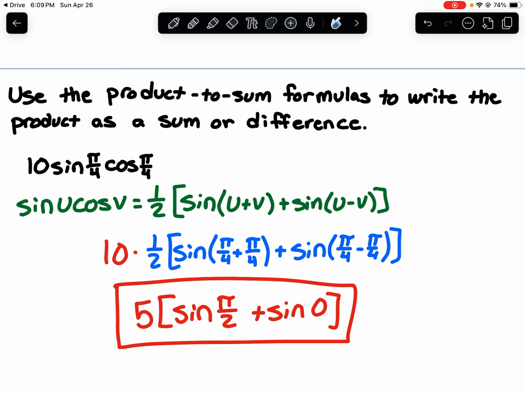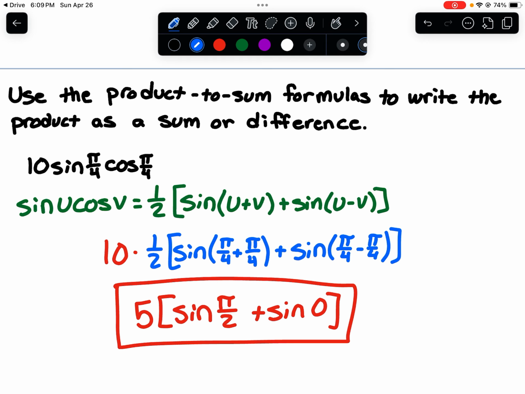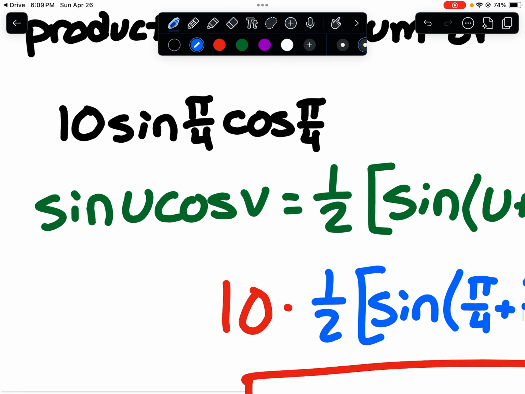But hopefully, to finish out a little bit easier, we've got our product to sum and sum to product. Which formula you're using depends on the order: is it sine then cosine, cosine then sine, sine then sine, cosine then cosine. That all dictates it. If we're going to use product to sum, we've got 2 trig functions being multiplied right now. So I've got 10 sine of pi over 4 cosine of pi over 4.